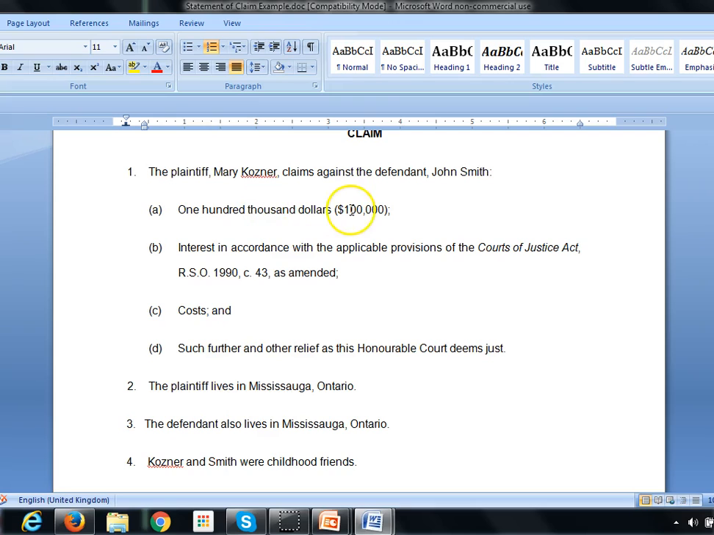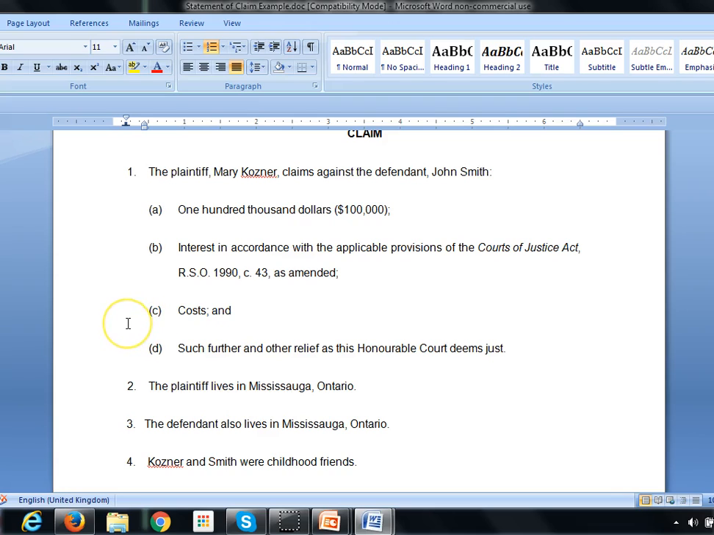There could be other interest if part of the agreement with John was that John will give the money back, $100,000 plus, let's say, 5% interest on that money. Then Mary can actually claim that interest here. But this is a very basic example: she's claiming $100,000, plus whatever interest she's entitled to under the Courts of Justice Act.